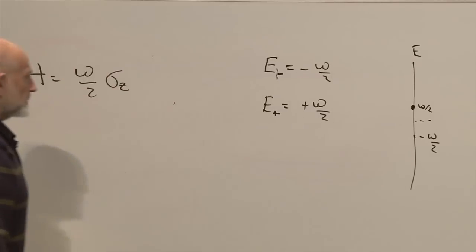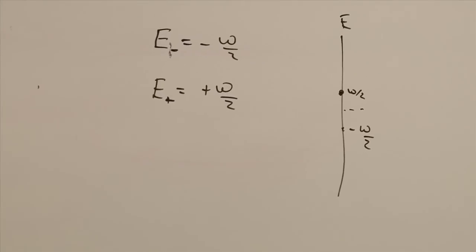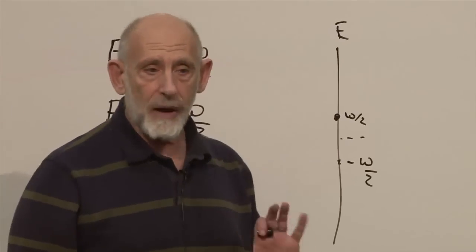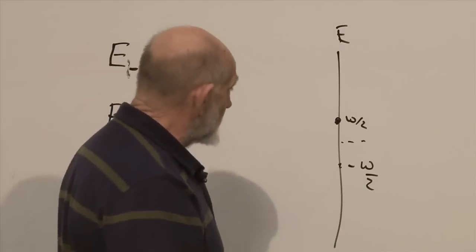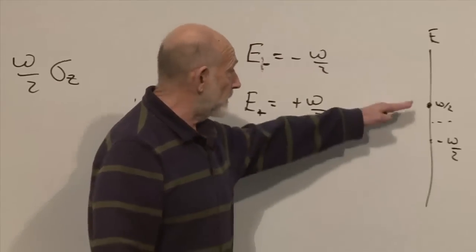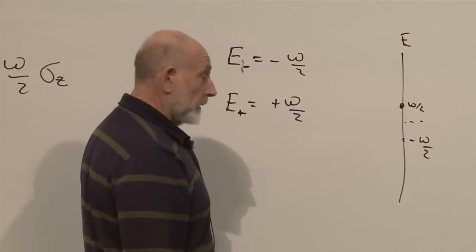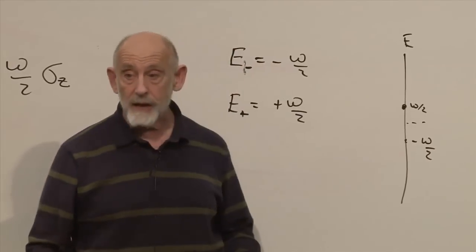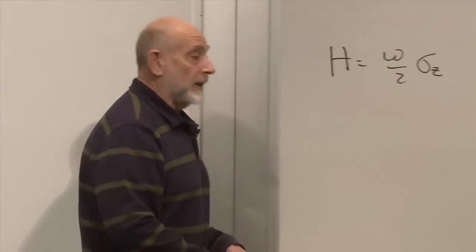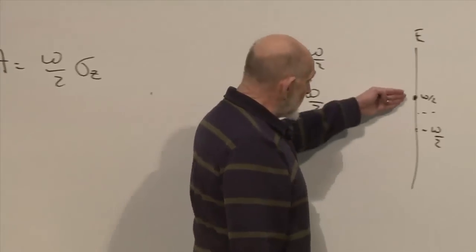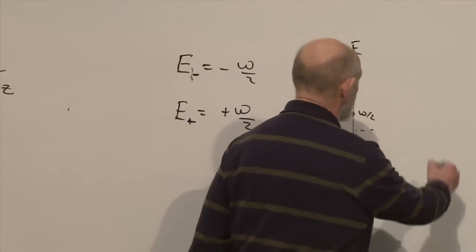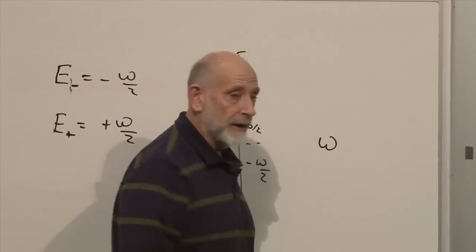All right, now what can happen under such conditions? We have not studied this process yet, but let's talk about it for a moment. Given two states like this, it is possible for an atom or a spin or a system with energy levels like this to emit a photon and go from the upper one to the lower one, if it's in the upper. If it's in the lower state, obviously it cannot emit a photon, it doesn't have the energy to do it. But if it's in the upper state, it can emit a photon, and that photon will have the energy difference between the upper and lower state, so it will have an energy of omega.